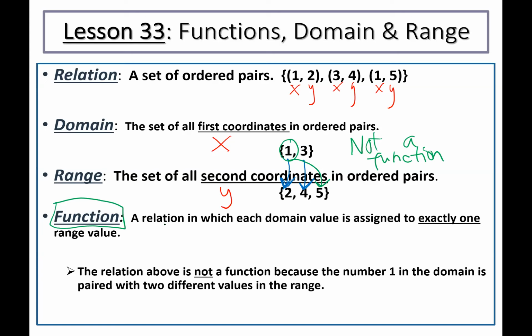A function, let's look at the definition down here. A function is a relation in which each domain value or x value is assigned to exactly one range value or y value. So each x goes with exactly one y. What you don't want is that x value going to 2 different y's. So back up here in our original list, as soon as we saw this number 1 appearing in 2 places, if you have an x coordinate that's appearing in two different ordered pairs, that's another clue that you don't have a function. Okay, so the relation above is not a function because the number 1 in the domain is paired with 2 different values in the range.